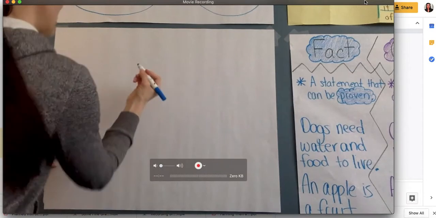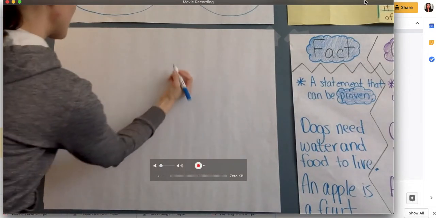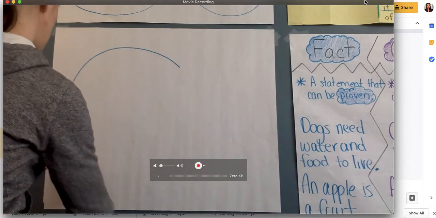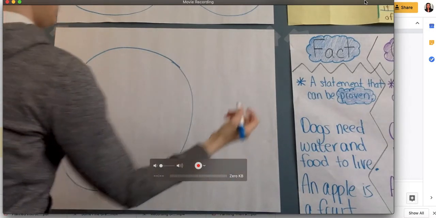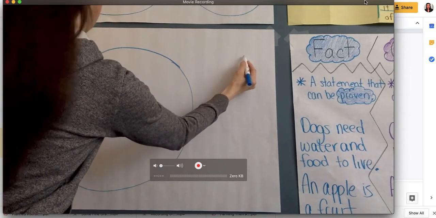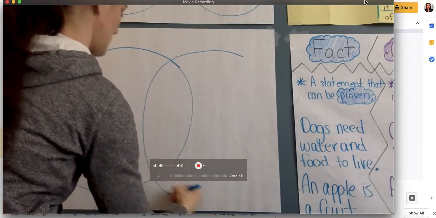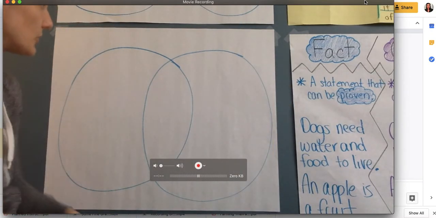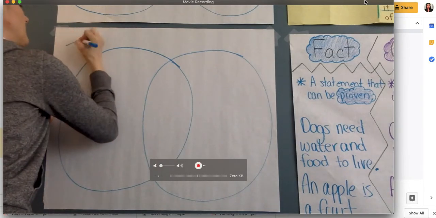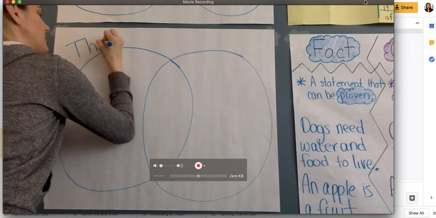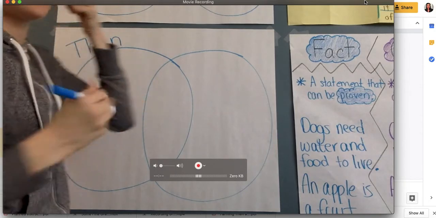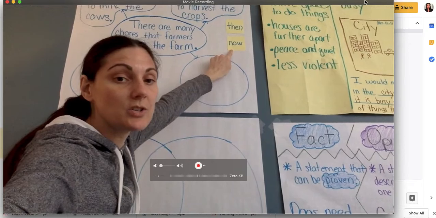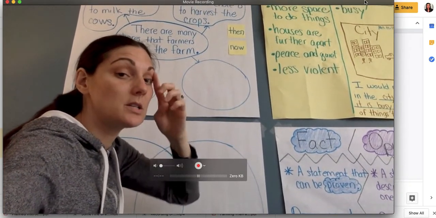Okay, so I'm going to start somewhere a little bit over the middle of my paper. I'm going to draw 1, and then 2. Okay, so draw your 2 circles, and on one side you're going to write then, and remember that we added then and now. If you look up here, we added then and now to our sight word wall yesterday too. So hopefully you're adding that to your sight word wall at home.